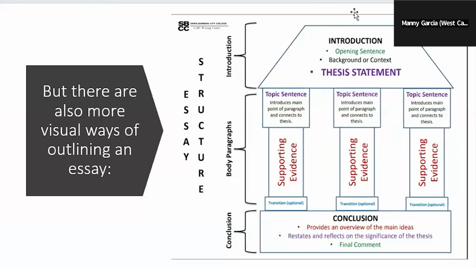You have a roof: introduction, thesis statement, opening sentence, the top part of the structure. Then the house is being held up by columns: supporting evidence, and more supporting evidence. And then you have the conclusion at the very bottom that acts as the foundation. Every good house, every good structure needs a foundation. If you have a weak foundation, your house is going to shake. And when it shakes, you risk it crumbling.